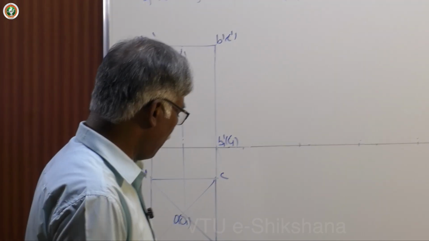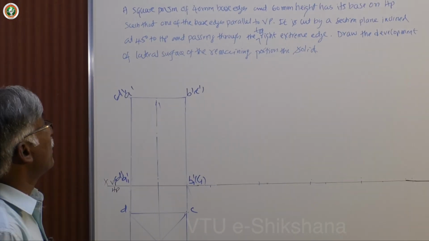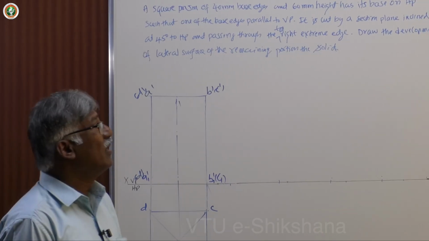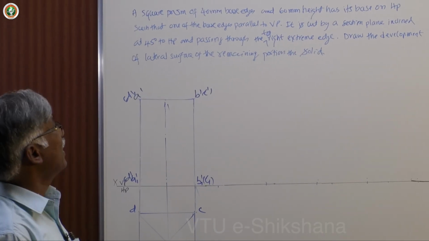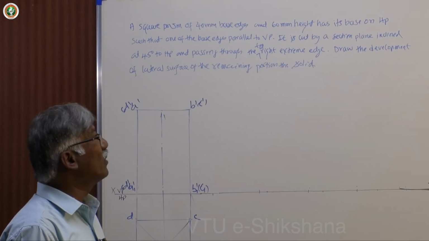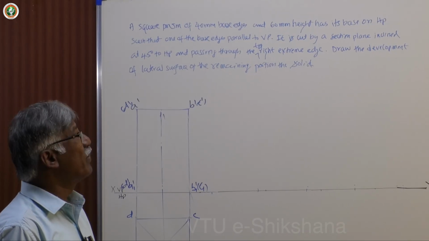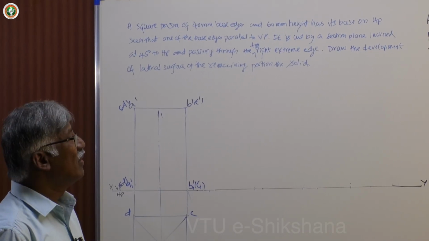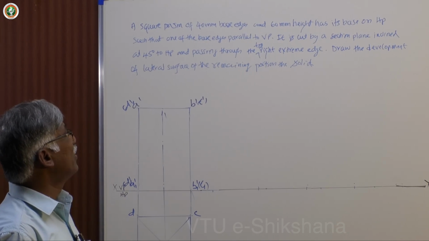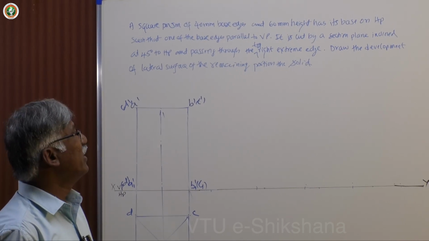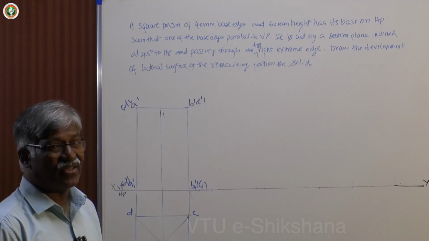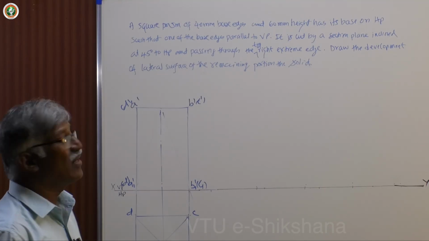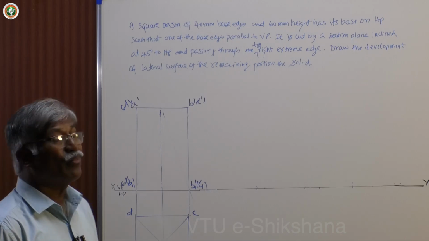Now let me take a problem. A square prism of 40 mm base edges and 60 mm height has its base on HP such that one of the base edges is parallel to VP. It can be perpendicular to VP also. It is cut by a section plane inclined at 45° to HP and passing through the top right extreme edge, or top right edge also. Draw the development of lateral surface of the remaining portion of the solid.